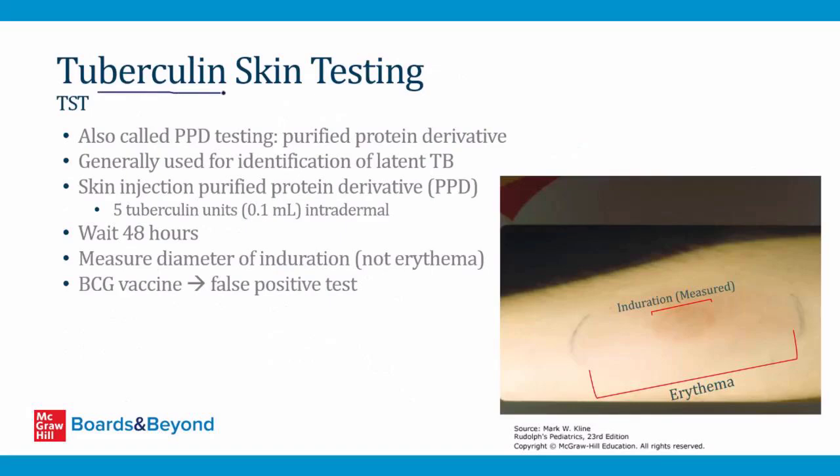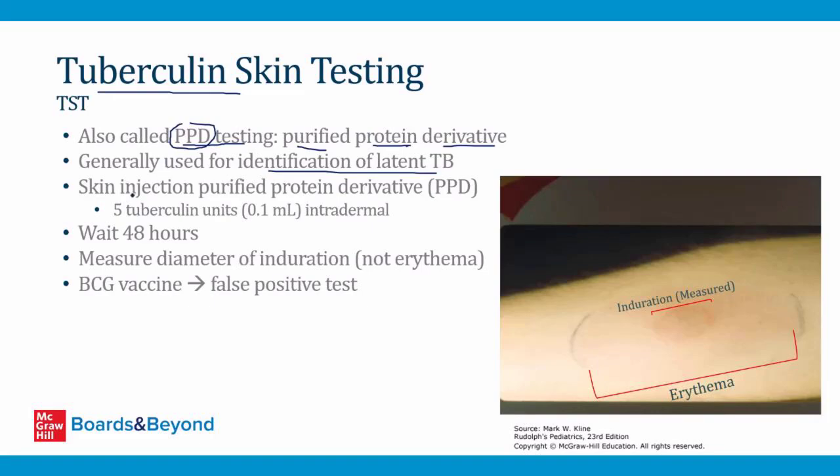Tuberculin skin testing is also called PPD testing, and the reason it's called PPD is because that stands for purified protein derivative, and that refers to the substance you inject in the skin as part of this test. This is generally used as a test to identify latent tuberculosis, although as I said on the last slide, this has largely been replaced by the interferon gamma release assay. This used to be the gold standard, but now it's the interferon gamma release assay.